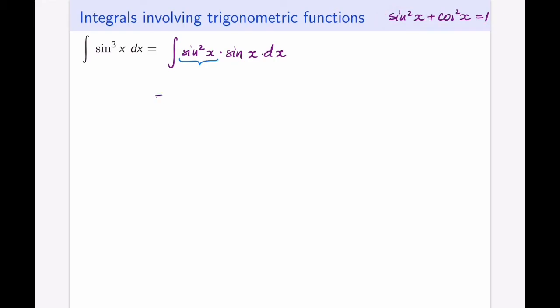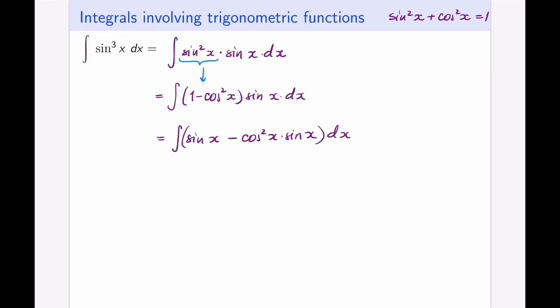So as my next step, I can have, instead of sine squared, (1 minus cosine squared x) times sine x. And then I can simply open up these brackets here to obtain integrals that are something that I can actually anti-differentiate. So the first one is going to be sine x, and the second one is going to be minus cosine squared x sine x, all times dx. Right? So notice that all I did was open up the brackets here.